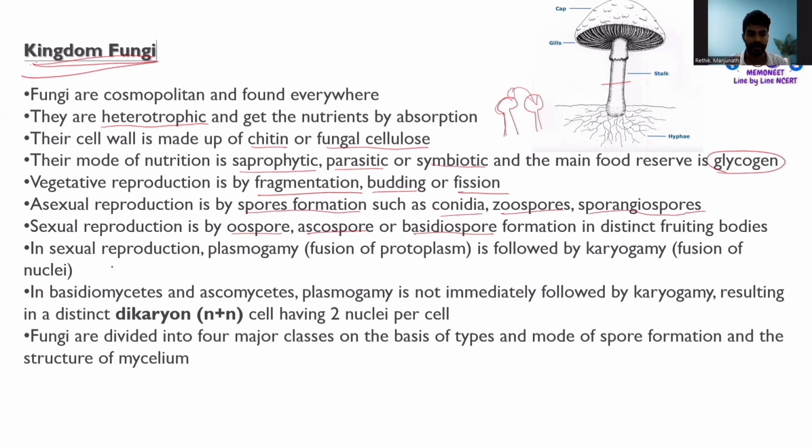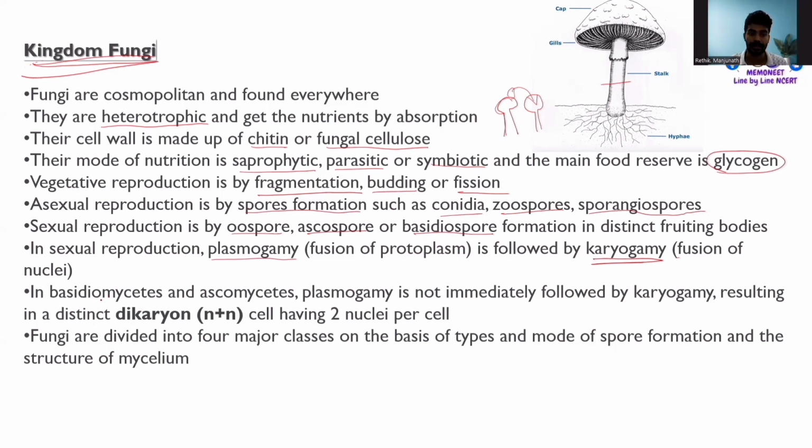So in sexual reproduction, basically what happens is that they follow two things. One is plasmogamy. Plasmogamy is nothing but the fusion of two protoplasms, okay? And once the two protoplasms get fused, it immediately follows with karyogamy. Karyogamy is the fusion of nuclei. So once the two protoplasms fuse, each protoplasm consists of one nucleus, and both the nuclei immediately fuse. In this way they form the zygote.